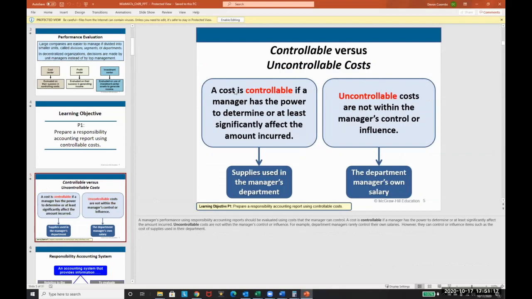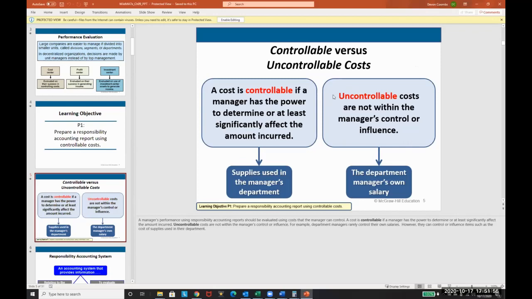Circle controllable. A cost is a controllable cost if a manager has the power to determine or at least significantly affect the amount incurred. That's really what I'd focus on here: if a manager can actually have an influence over it. A good example is a manager can control how much supplies they use for their department, or decide how much food they buy for their team. They can decide how many employees they hire to some degree.